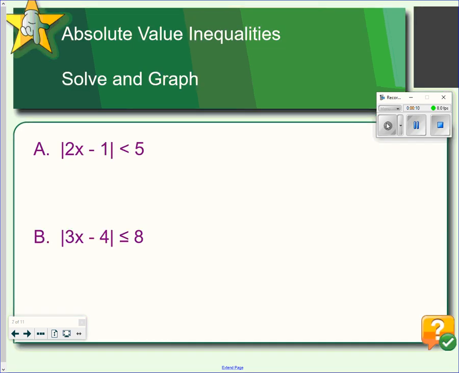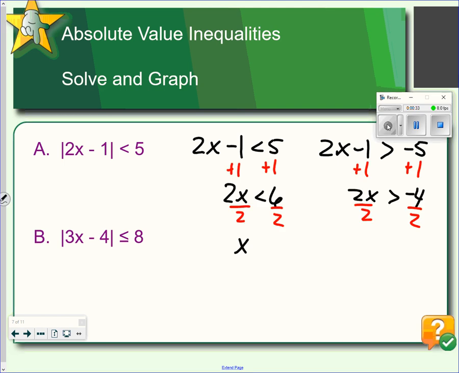So here's an absolute value inequality. We will set it up like we did with the equations. So we'll have 2x minus 1 is less than 5. And then we'll have 2x minus 1 with a negative 5, but we don't keep it less than, we flip it over to be greater than. And then we'll solve the equation, which I'm going to do very quickly here. And I get x is less than 3 and x is greater than negative 2.